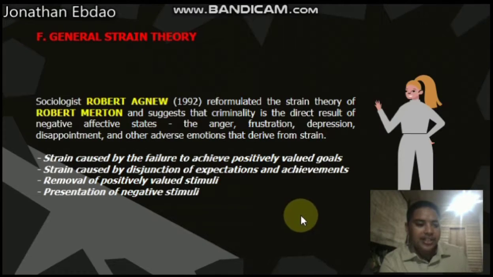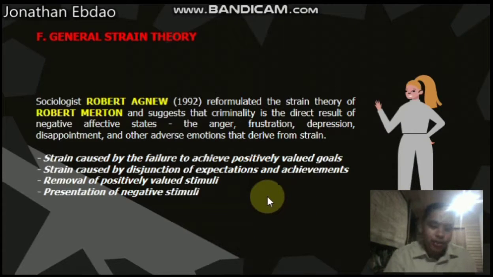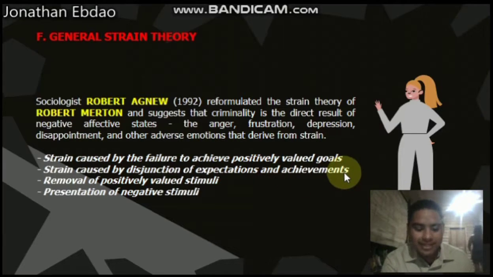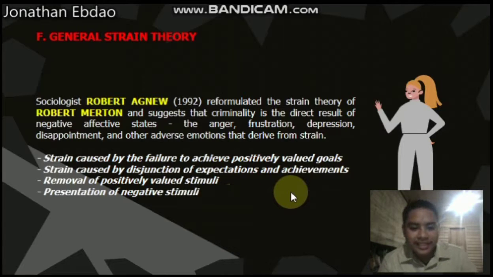The next one is the general strain theory. Psychologist Robert Agnew in 1992 reformulated the strain theory of Robert Merton and suggested that criminality is a direct result of negative affect states: the anger, frustration, depression, disappointment, and other adverse emotions that derive from strain.